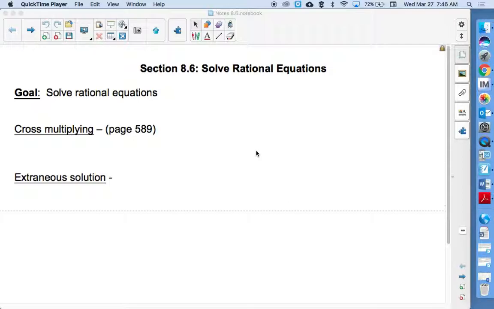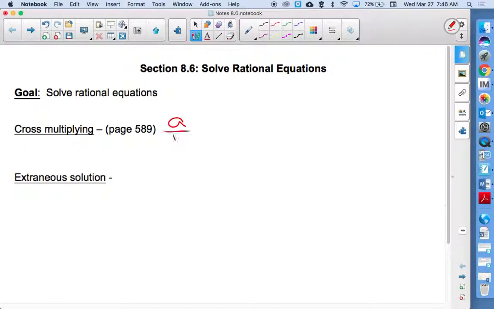What would cross-multiply mean? Julian? Isn't that like when you have 2 fractions and you multiply the numerator with the denominator of the other? Yeah. So he said you have 2 fractions that would be equal to each other. And you multiply the numerator of one, literally you go across the equal sign, and you multiply the denominator of the other. So this would become a times d.